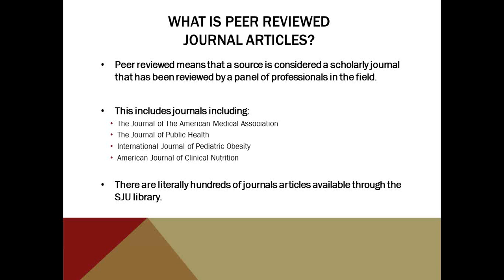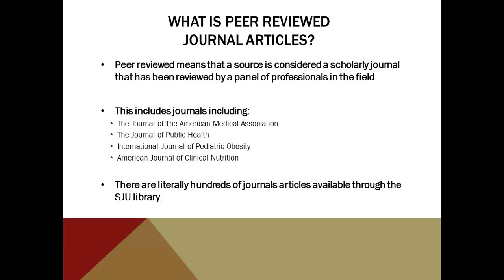So what are peer-reviewed journal articles? I think it's important because some students will hear, my paper has to be completed with peer-reviewed journal articles in terms of the references and also my citations. And it's important to note that peer review means that a source is considered a scholarly journal that has been reviewed by professionals in the field. Some of these journals include the Journal of the American Medical Association, the Journal of Public Health, the International Journal of Pediatric Obesity, and also the American Journal of Clinical Nutrition.